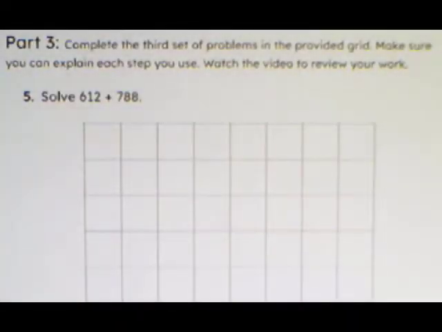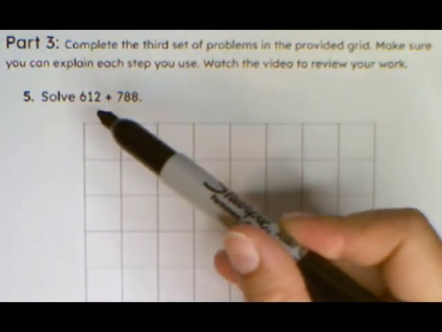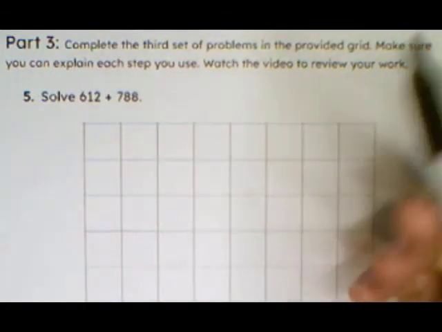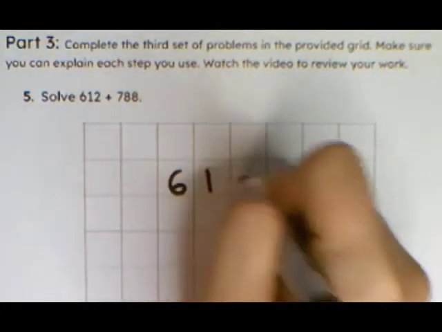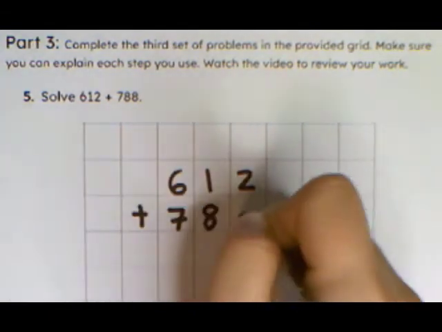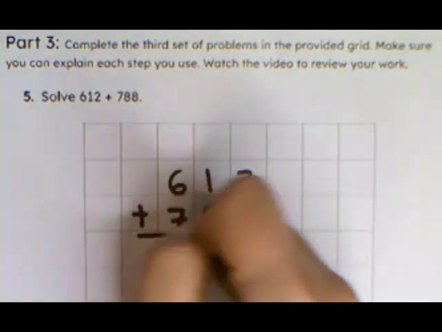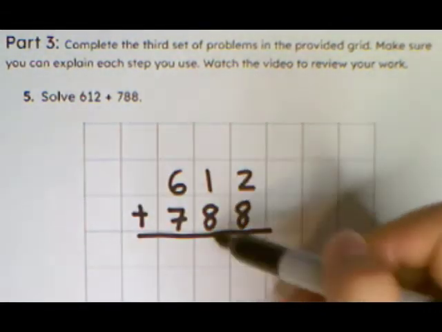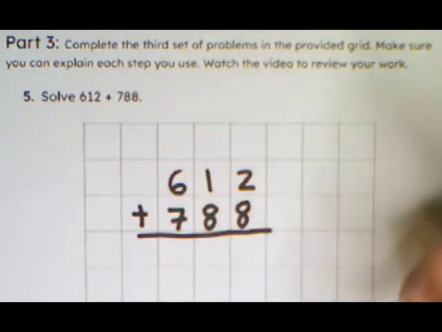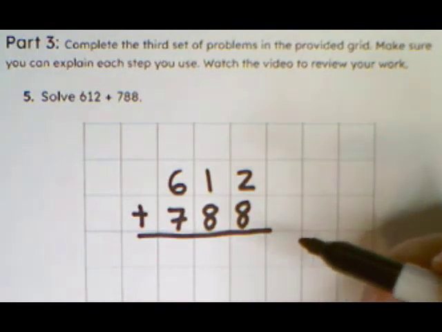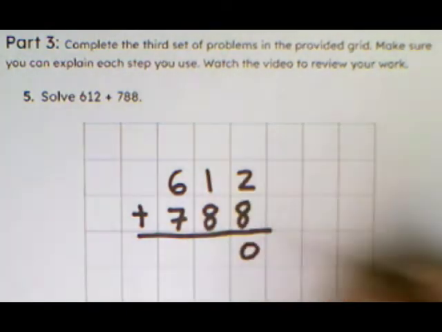In part 3, problem number 5, we're asked to combine 612 and 788, or solve for 612 plus 788. Noting that when I'm writing these problems, it's important that I line up my ones, my tens, my hundreds, and so on. 2 ones and 8 ones gives me 10 ones, which is the same as having 0 ones, but 1 ten.